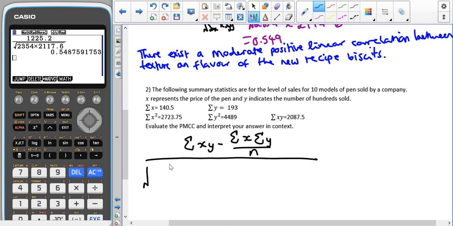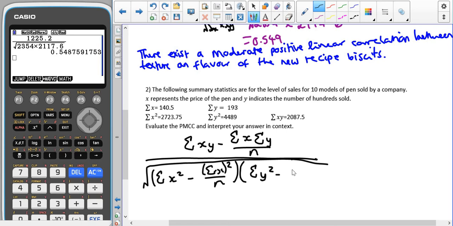the square root of the sum of x squared minus, in a bracket, the sum of x, close bracket, all squared over n, close bracket, open bracket, the sum of y squared minus, open bracket, the sum of y, close bracket, squared divided by n, close bracket. So we need to know n.